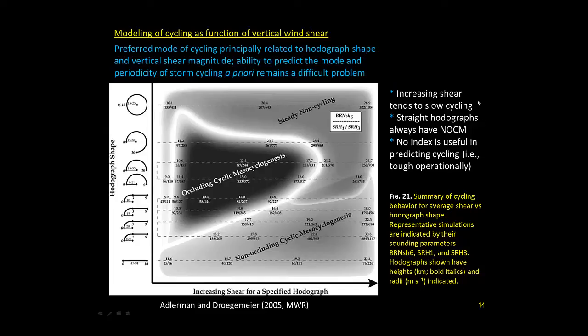when you increase the shear, you tend to slow down the cycling, which we noted as you go from left to right across the typical hodograph that we see in our environments, which are quarter to half circle. Straight hodographs, according to their modeling studies, always have this non-occluding cyclic mesocyclogenesis. And finally, no index, whether it be storm relative helicity or bulk shear, is actually useful in predicting cycling behavior, the frequency of it, and so forth.